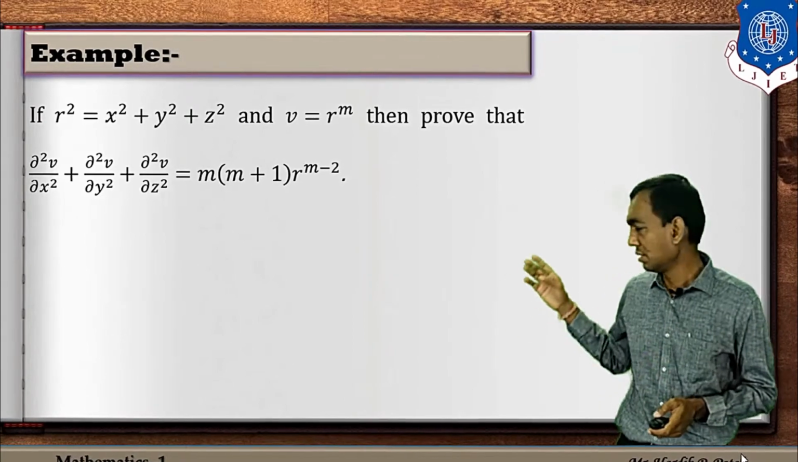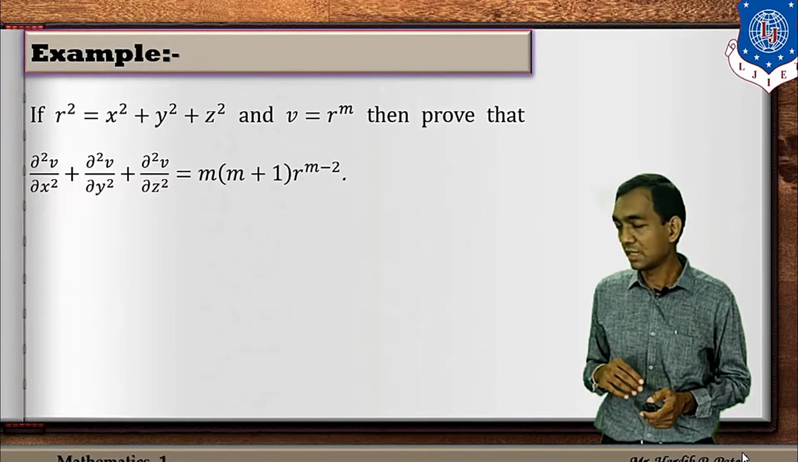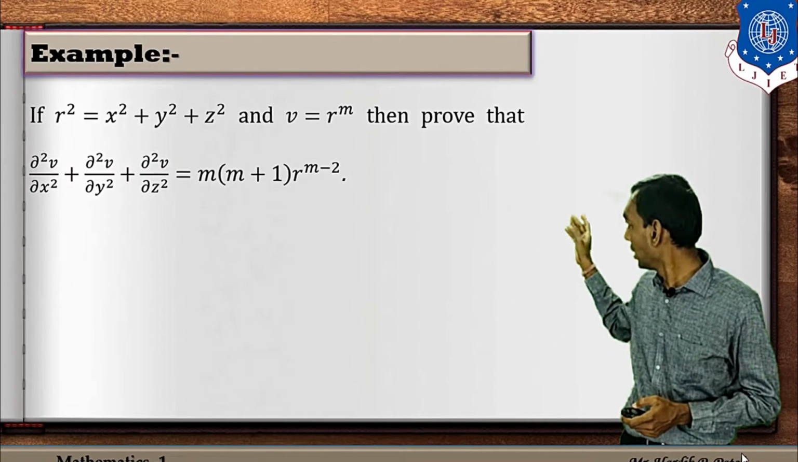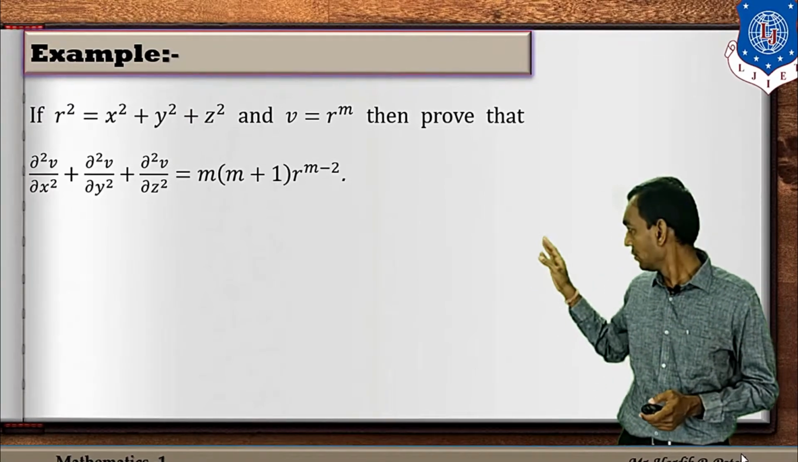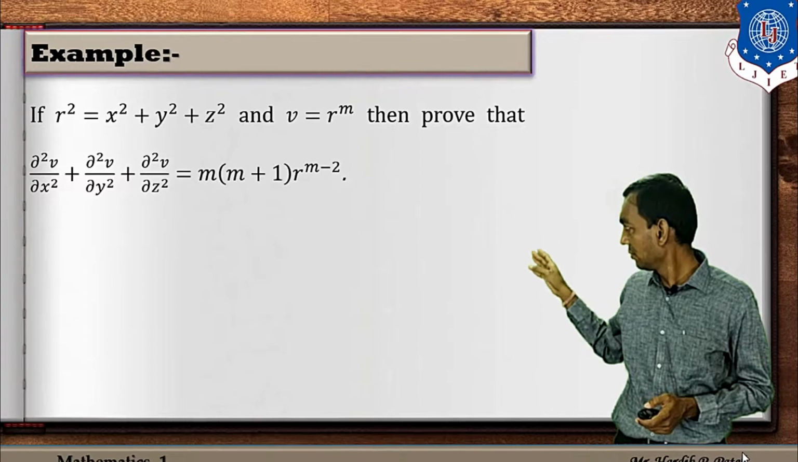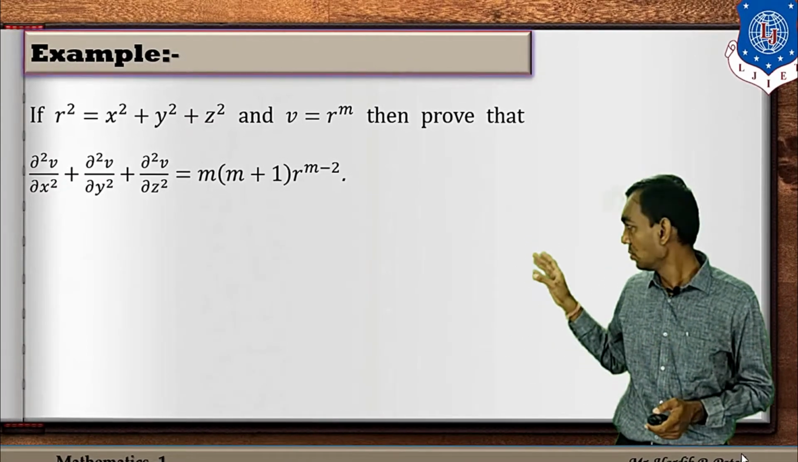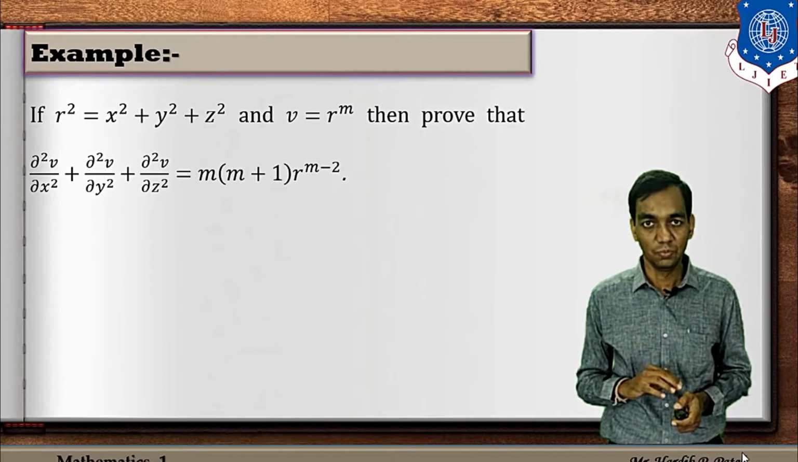Now in the same manner, another example we are going to take is: if r square is equal to x square plus y square plus z square and v is equal to r raised to m, then prove that del square v upon del x square plus del square v upon del y square plus del square v upon del z square is equal to m into m minus 1 times r raised to m minus 2.